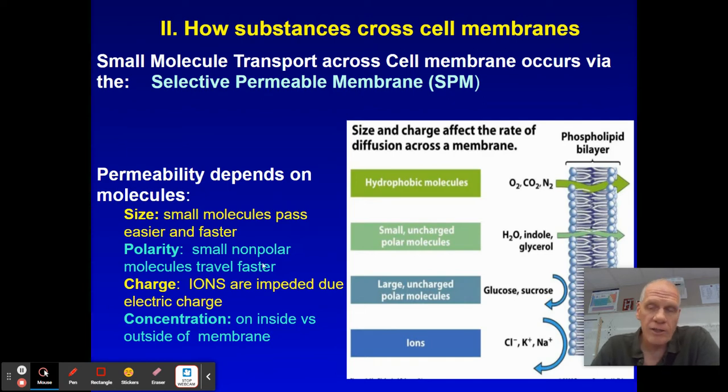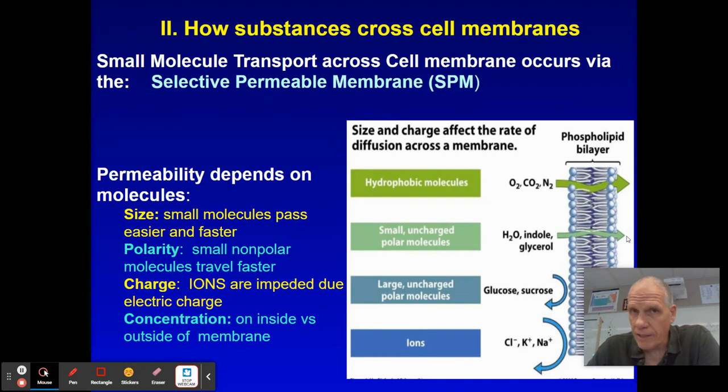Okay, so let's look at this particular diagram on the right here. So hydrophobic molecules. These are molecules that do not have a charge, i.e. they are nonpolar. Oxygen, CO2, nitrogen easily pass through the membrane, and we can see that there is a large, thick arrow showing that. Small, uncharged polar molecules. Okay, so here we have water and glycerol.